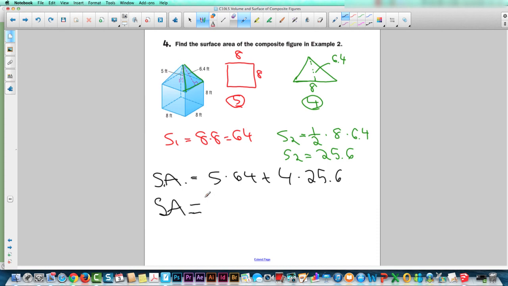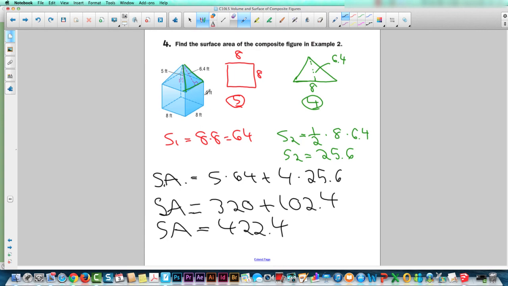And then you do 5 times 64, which gives us 320. And you always have to show your work. And then you're going to do 4 times 25.6. And you're going to get 102.4. And then you're going to add these two numbers together. Again, always use your calculator to make it less work if you can. You're going to get 422.4. Look for the unit of measurement, which in this case is feet. Remember that it's surface area, so it's going to be feet squared.